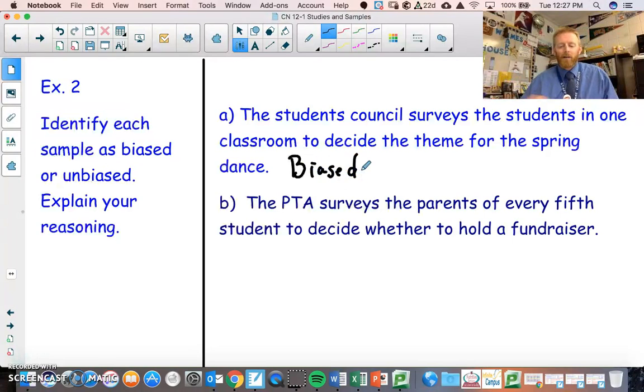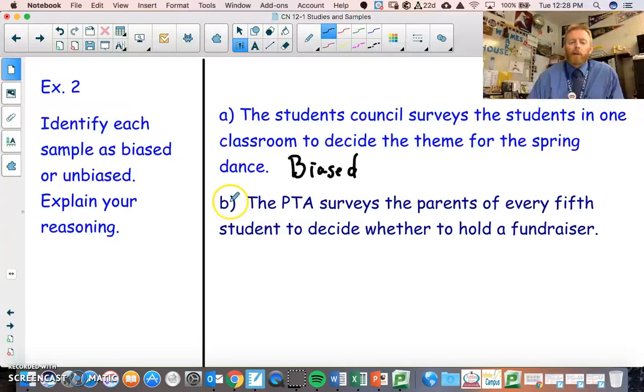Maybe that one class has a certain group of kids who want to do everything with Hawaii because they just got back from Hawaii. So then we have a Hawaii dance and it costs $5 to get in, and now you got a free vacation to Hawaii for $5.